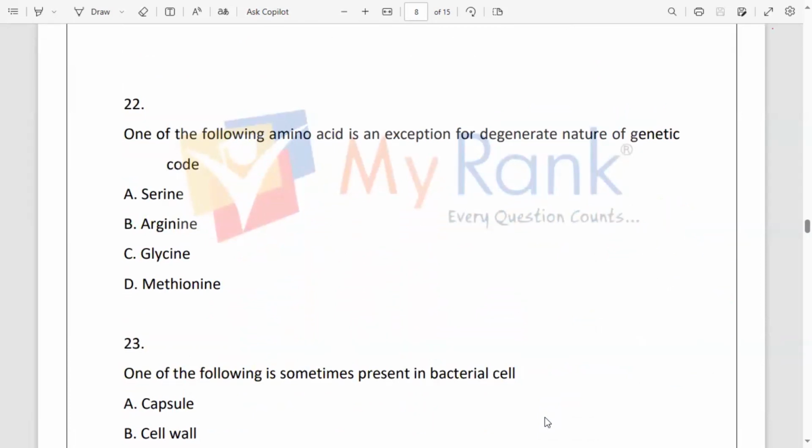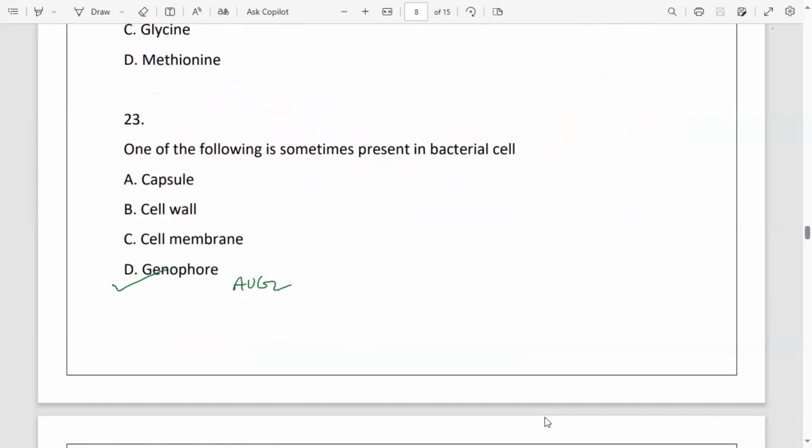One of the following amino acids is an exception for the degenerate nature of the genetic code. Degenerate nature, in the sense, means an amino acid should be coded by more than one codon. Which one is not having that degeneracy property? The answer is D.